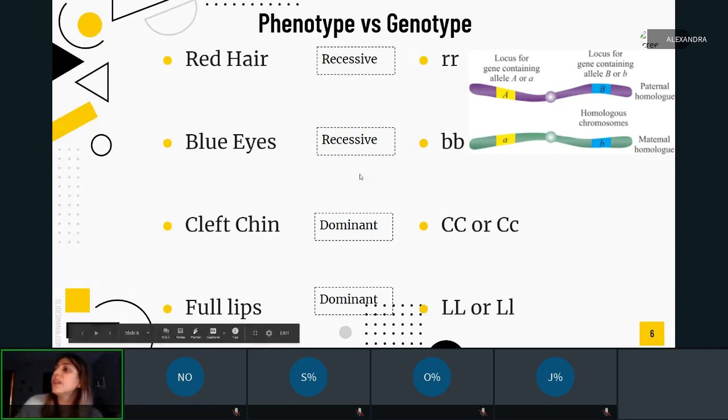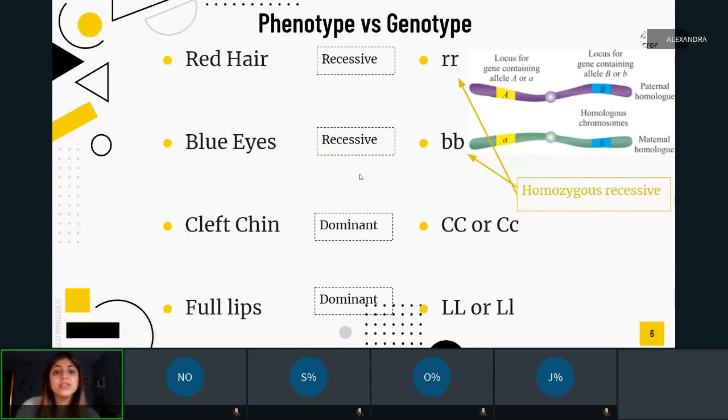We use specific terms to classify these. So here's new vocabulary. There's going to be a lot of new vocab, and I'm going to do my best to show and teach it along the way. We have this term called homozygous recessive, and we also have the word homozygous dominant. That's what we use to classify whether or not these are two of the same.